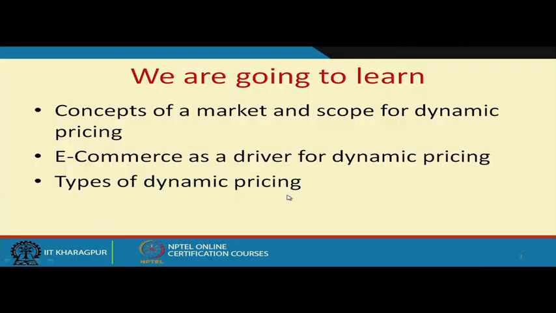Before we learn about auctions, which is basically a price discovery mechanism, we are in general going to talk about pricing and specifically dynamic pricing. Auction is a dynamic pricing mechanism to discover prices. So, in this lecture we are going to learn about the concept of a market and scope for dynamic pricing. Then we are going to learn how e-commerce is helping in taking dynamic pricing decisions, and various dynamic pricing situations.